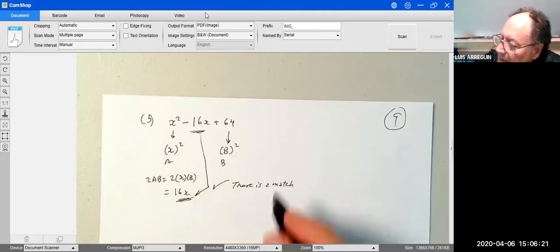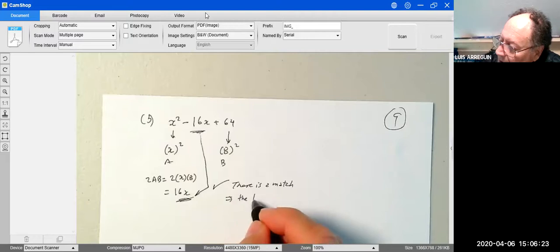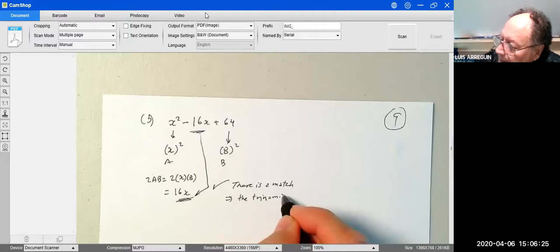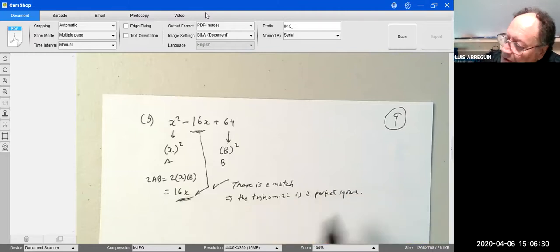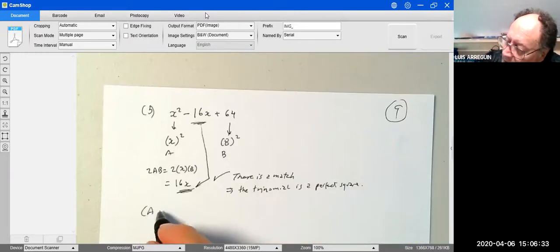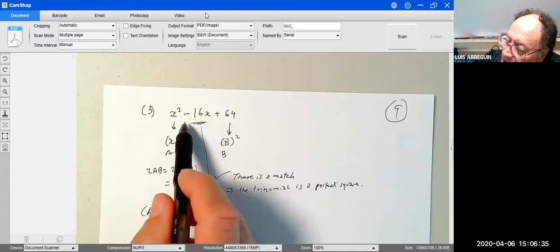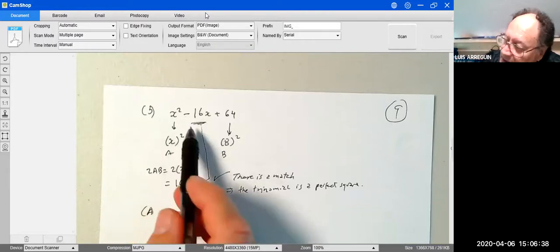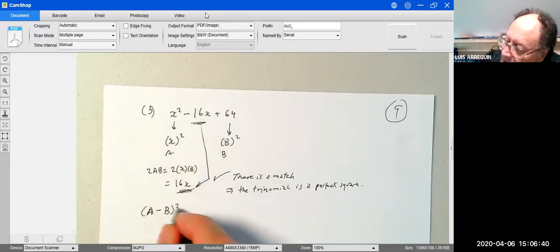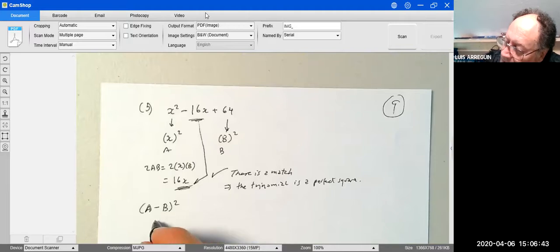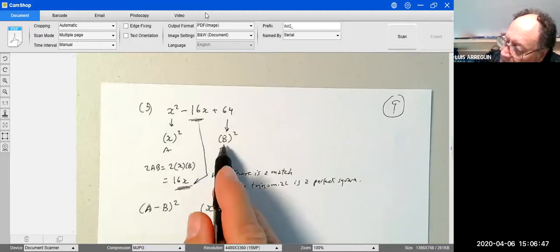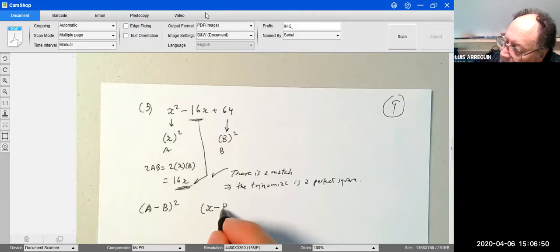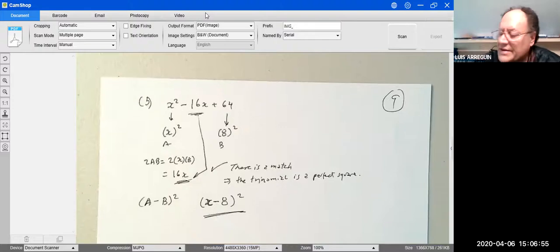So that means that the trinomial is a perfect square. So then you can write just A plus B or A minus B. In this case it is minus B because this sign is negative. So you're going to write A minus B squared. A is x, B is 8, so you're going to have x minus 8 squared, and that's the answer.